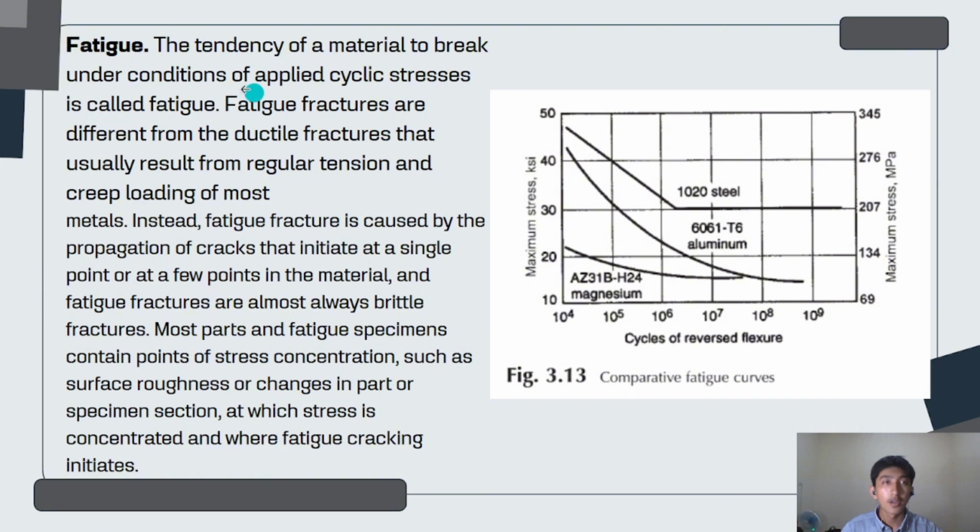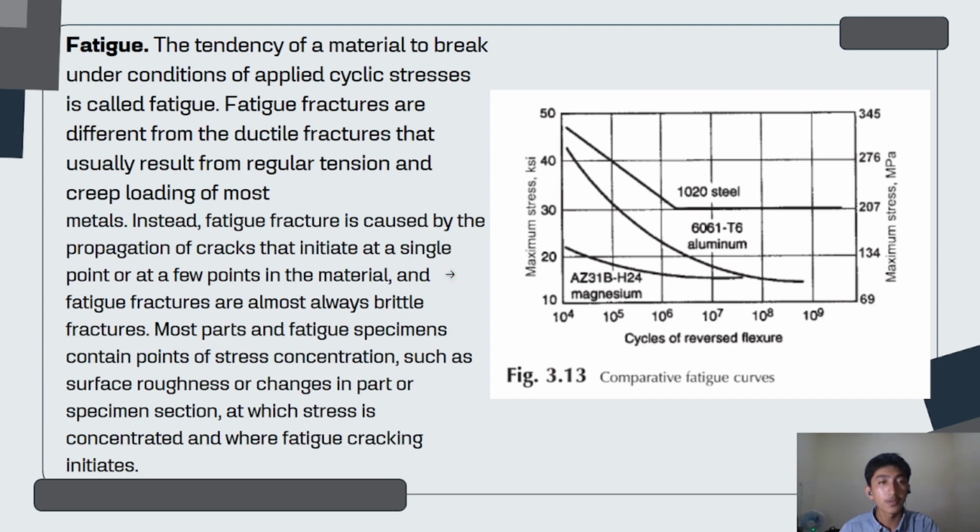Fatigue. The tendency of a material to break under conditions of repeated stress is called fatigue. Fatigue is different from the ductile fractures that easily result from the overload, tension, and creep loading of most metals. Instead, a fatigue fracture is caused by the propagation of a crack that initiates at a single point or at a few points in the material.